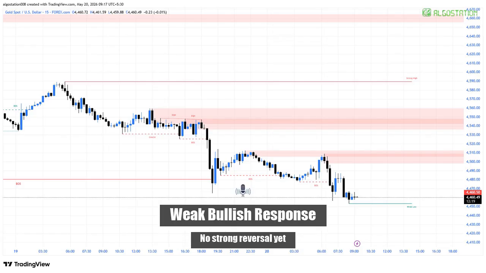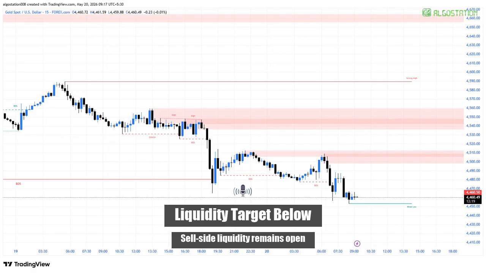Look carefully at the bullish reactions near the lows. Buyers are reacting, but they lack conviction. Strong reversals require displacement. Right now, we only see hesitation. Below current price sits another layer of sell-side liquidity. Institutions know this, and unless buyers reclaim structure, price may continue hunting stops lower.